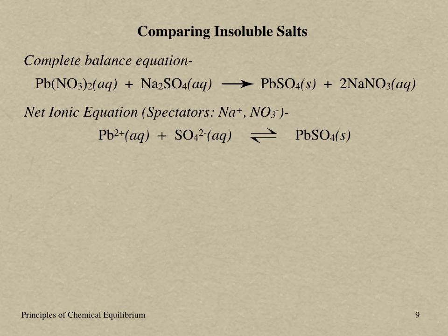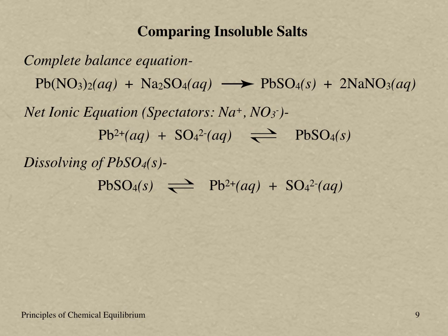For example, consider the precipitation of the salt PbSO4, which is formed by adding a solution of Pb(NO3)2 to a solution of Na2SO4. The net ionic equation for the formation of this white salt is shown below. Reversing this equation represents the dissolving of PbSO4, forming Pb2+ ions and SO4 2- ions.